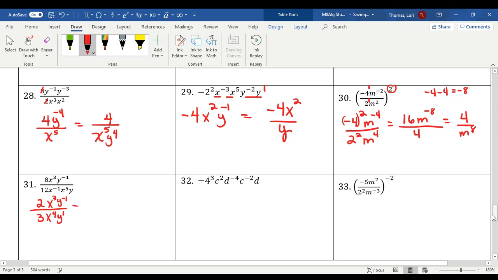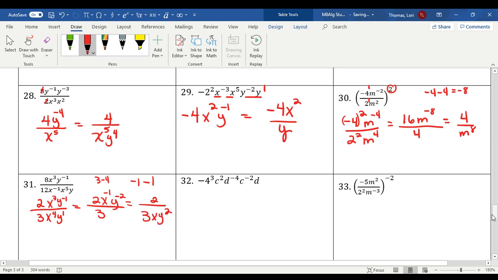Now we can use the quotient rule. So we have x and a y, so it's 3 minus 4 gives me -1, and then I have -1 minus 1, that gives us -2. So the variables will reciprocate.